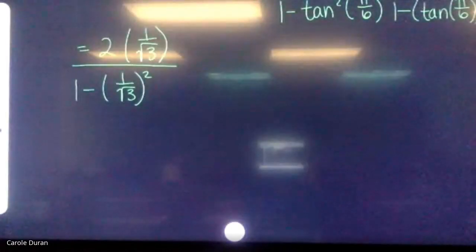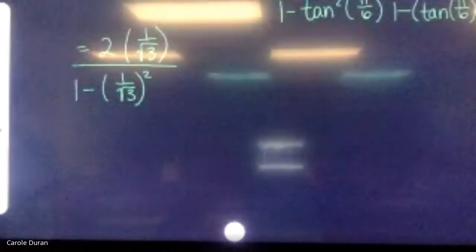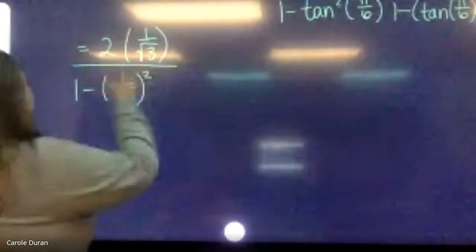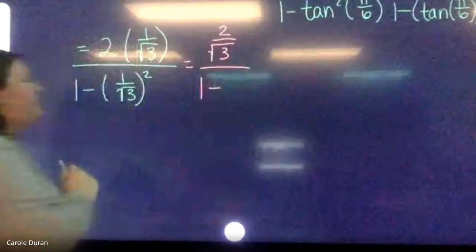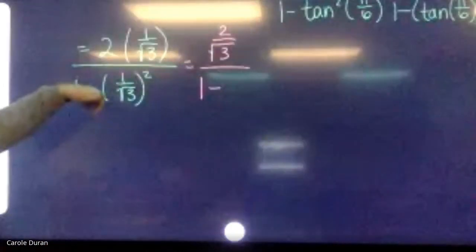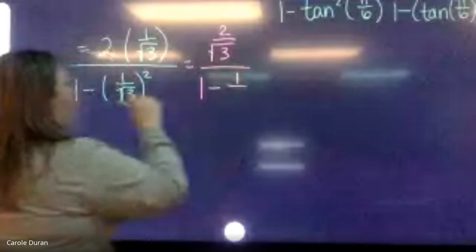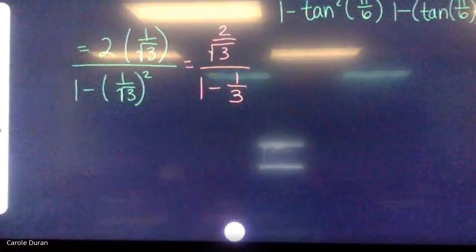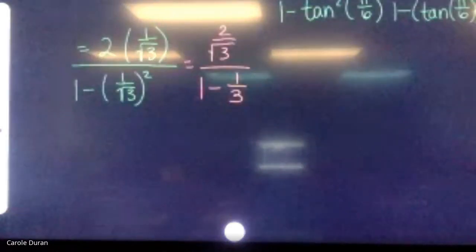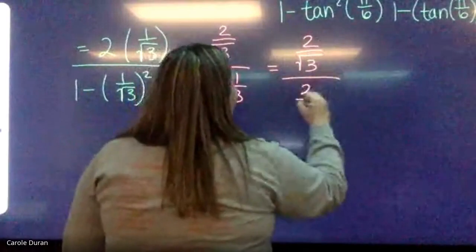So from here, we're just going to continue to simplify. If I take 2 and multiply it into 1 over the square root of 3, it becomes 2 over the square root of 3. In my denominator, I have 1 minus, and then I need to square this fraction. When I square the 1, it stays a 1. What happens when I square the square root of 3? It's just a 3. That allows me to simplify because I know what 1 minus 1/3 is. 2/3, right? So this is then equal to 2 over the square root of 3 divided by 2/3.